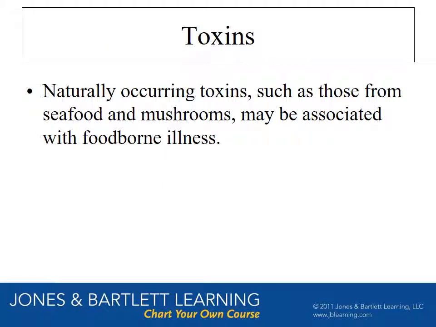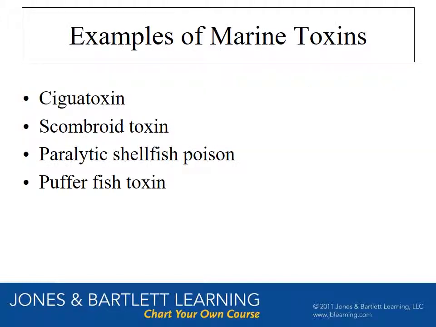So toxins are naturally occurring, and these in food are often associated with seafood or mushrooms and may be associated with illness. Marine toxins that are common and would be important to avoid, of course, are ciguatoxin, paralytic shellfish poisoning, or even pufferfish toxin. These are naturally occurring. Sometimes it has to do with conditions in the oceans or where the fish are being cultivated that can cause these.